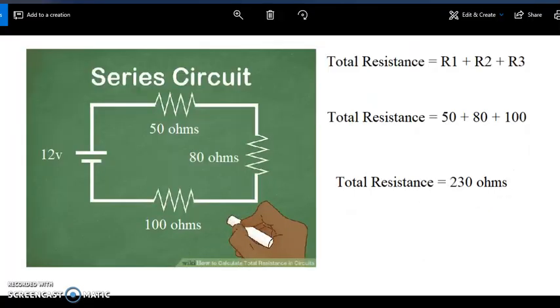So the first problem that was proposed to us is you've got a 12 volt source, and you've got three resistors: 50, 80, and 100 ohms. We need to find the total resistance in a series circuit. That's relatively easy, as you can see. You just add all three of them up. So 50 plus 80 plus 100 gives you 230 ohms.